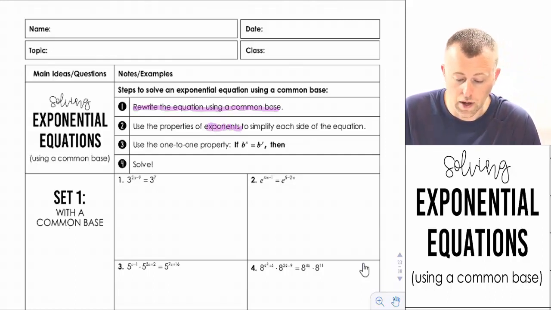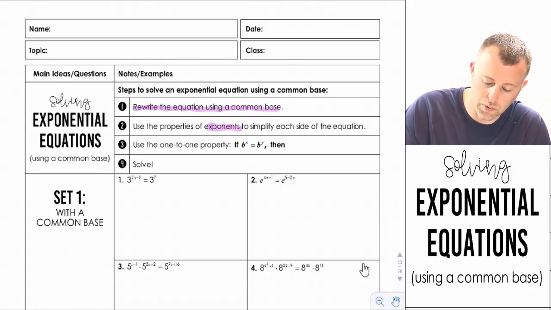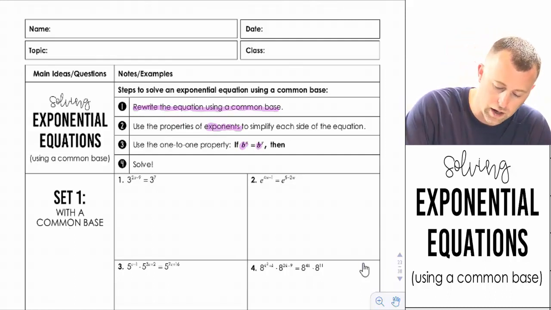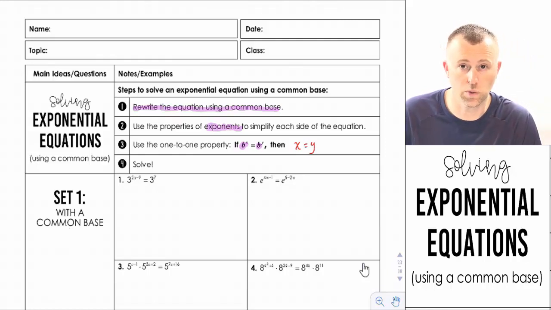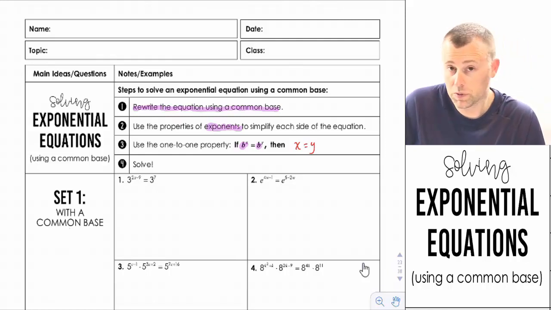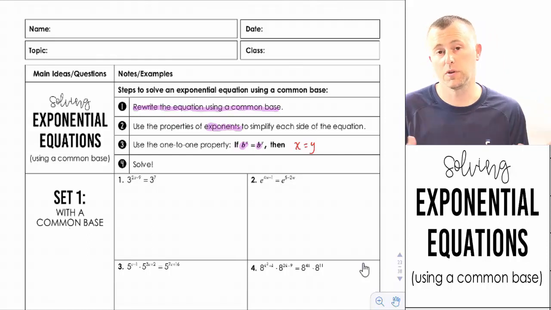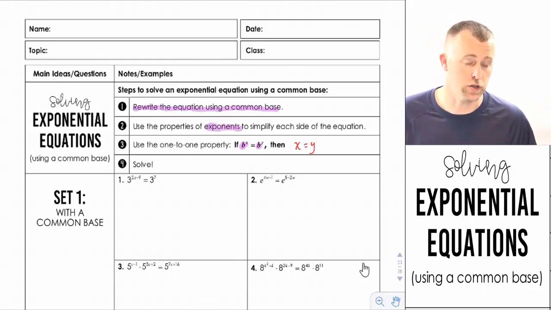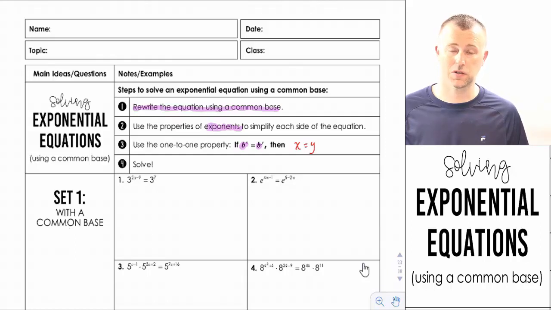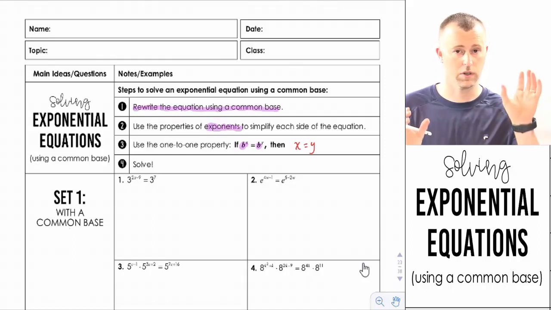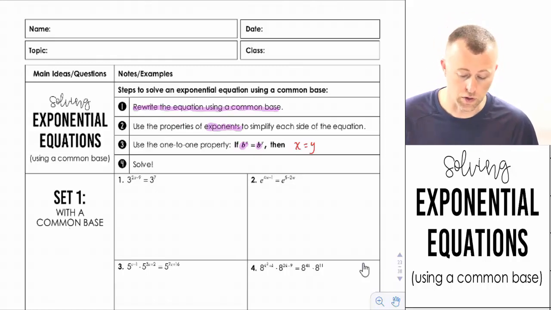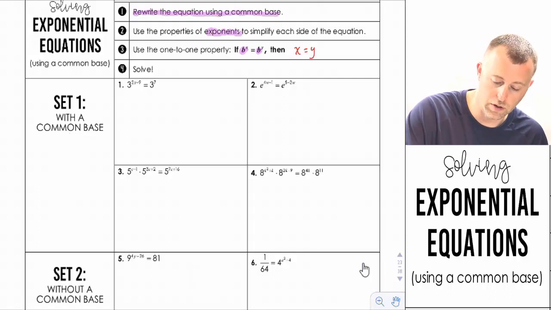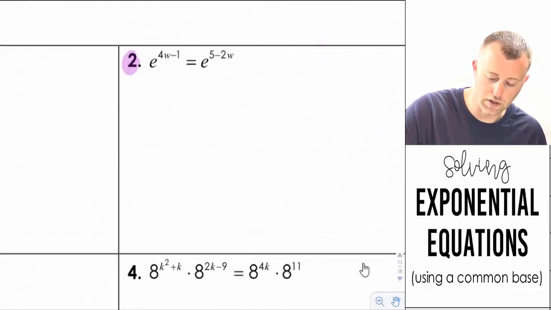You'll see that similarity. Next, we're going to use the one-to-one property, which basically states this. If I can get the bases to be the same, then I can state that the exponents are equal. So I'll be able to say that x equals y. And once we can get x equal to y, in other words, the exponents equal to each other, we just solve the equation. So long story short, make sure the bases are the same, isolate it so it's one exponent equals one exponent, and then we can set the exponents equal to each other. So if we have some simple examples here, like number 2, you can kind of see that happening.